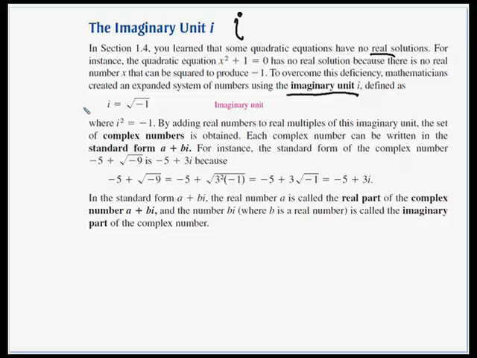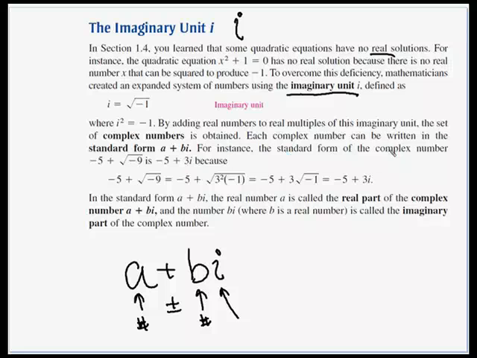And we define it as follows. i is just equal to the square root of negative 1. And if we square both sides of this, i squared would equal negative 1. By adding real numbers to the real multiples of this imaginary unit, the set of complex numbers is obtained. Each complex number can be written in standard form of a plus b times the imaginary unit. a is just some number, plus or minus, b is just some other number, and then this is the imaginary component.